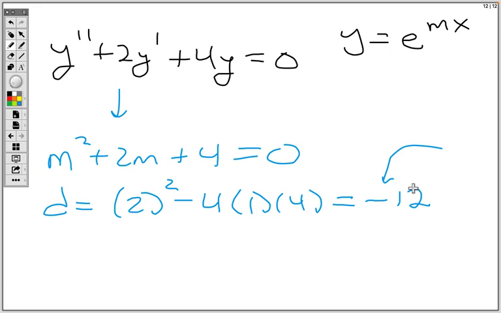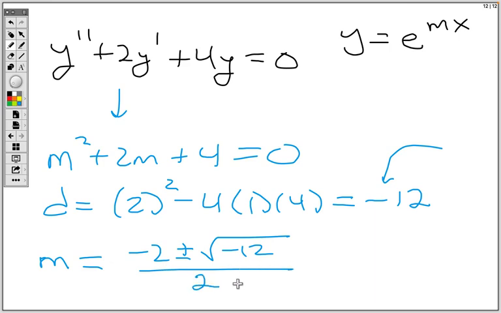And that tips you off right there. You're going to get non-real solutions. Okay? So that means that we're going to have oscillations. So when your quadratic has non-real zeros, that means you're going to have some oscillations. So m would be, by the quadratic formula, the opposite of b, plus or minus the square root of the discriminant, all over 2a.